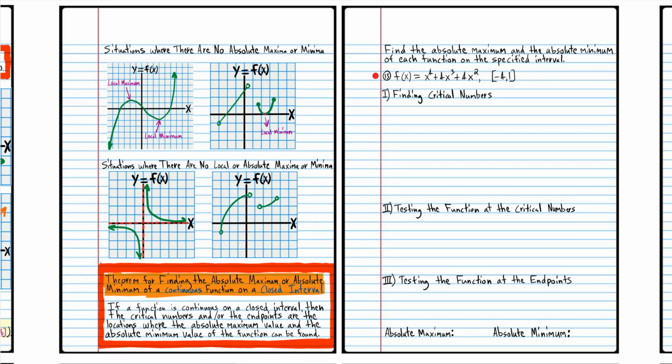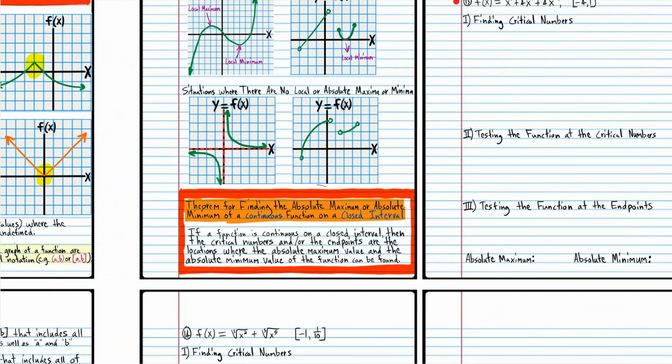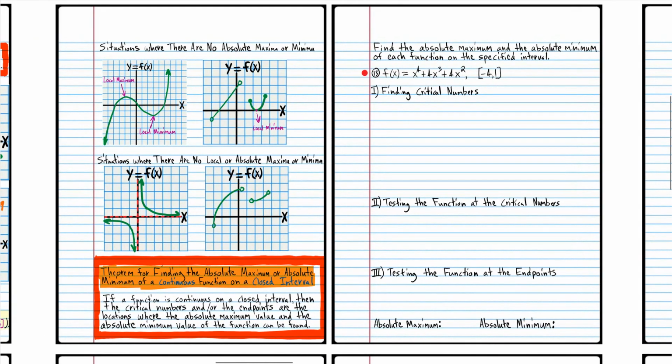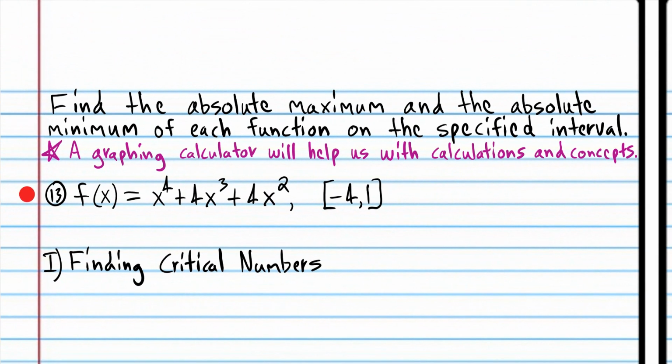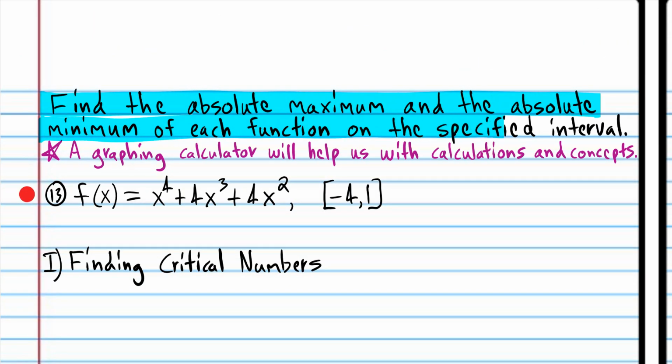So let's get started. We're going to use this theorem, and you don't have to remember the name of the theorem. The name is kind of long, obviously, but you do have to remember the principles of this theorem and know how to use it. So this theorem is really the main thing that we're going to be using today. The other theorems are just stating things that we need to proceed with these concepts. So we're going to use this theorem to help us do the following problems. It says find the absolute maximum and the absolute minimum of each function on the specified interval.